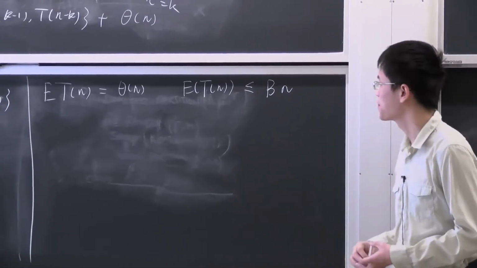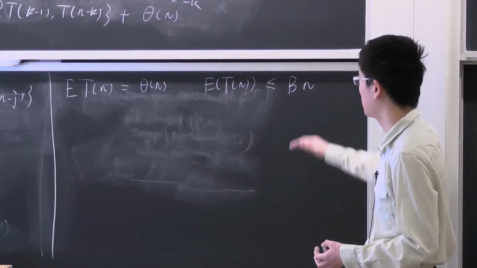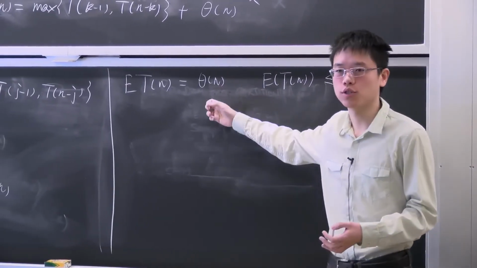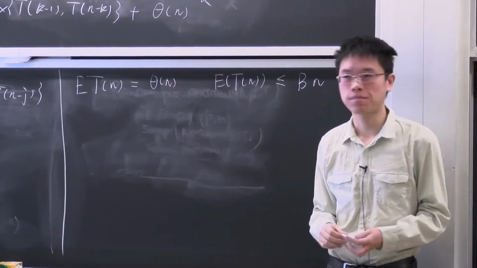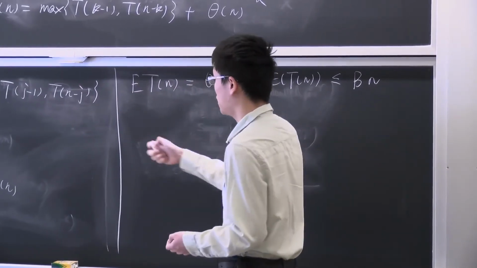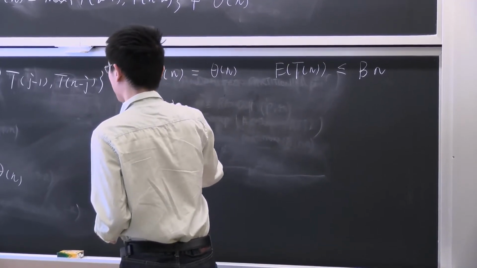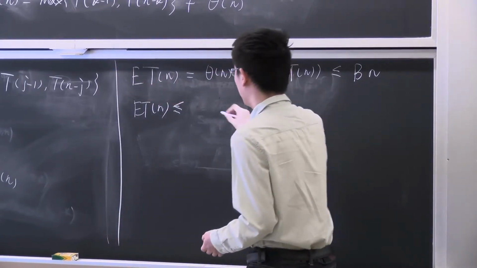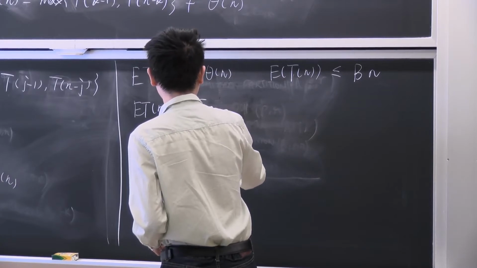So far, so good. Now we can use induction. Assume that this holds for everything up to n minus 1. And we're going to show this also holds for n. Then we're done, right? Now we'll just plug that in, and the expectation of T of n will be less than or equal to this sum from half of n to n.